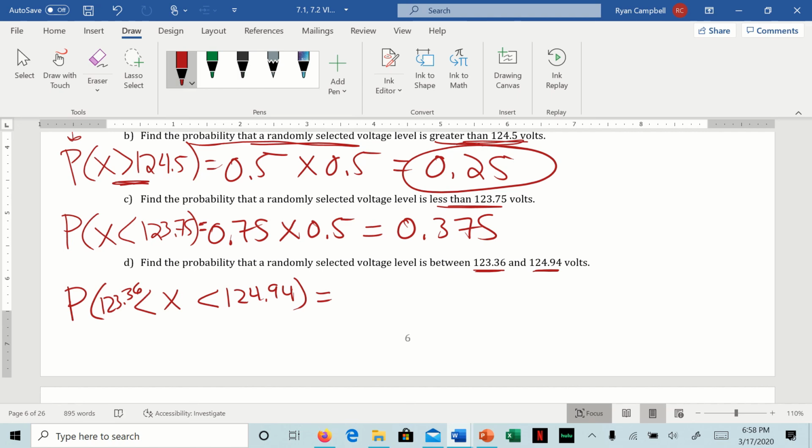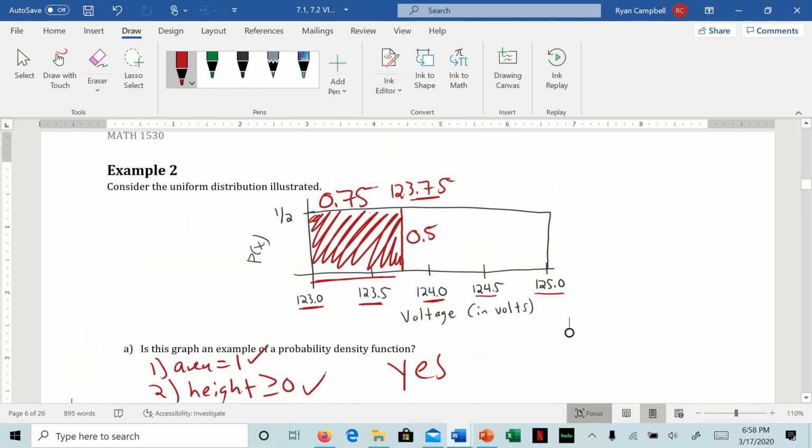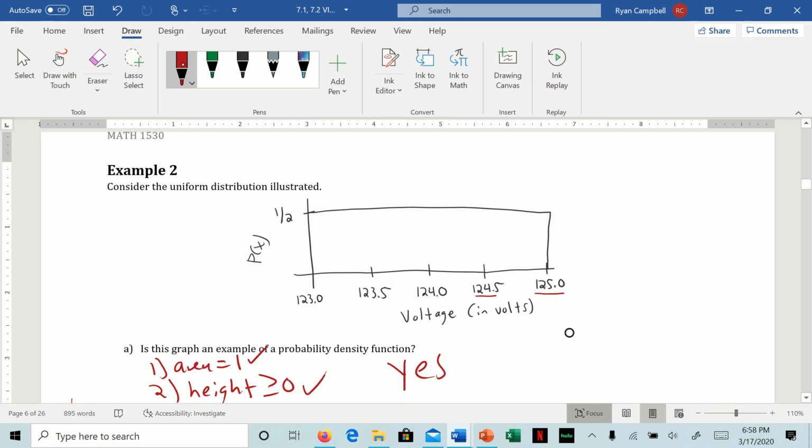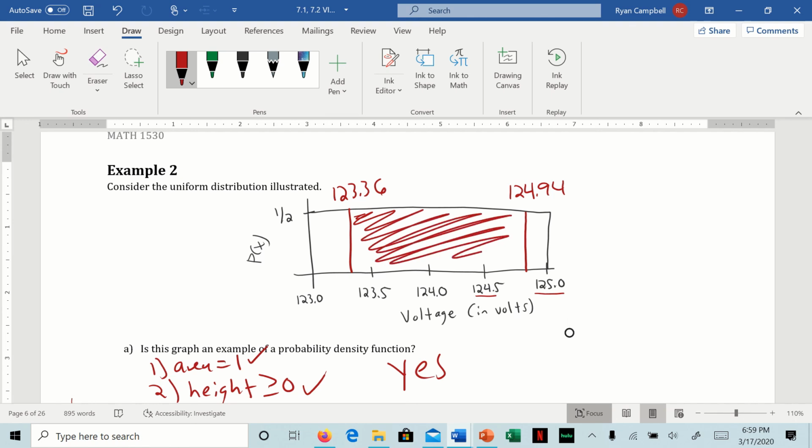All right, so we can just go up to our graph. Erase all this stuff. So we see that we are at 123.36, which is somewhere around here, and 124.94, which is going to be somewhere around here. And we want between, so we just shade everything in between.